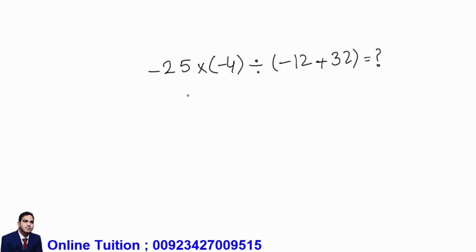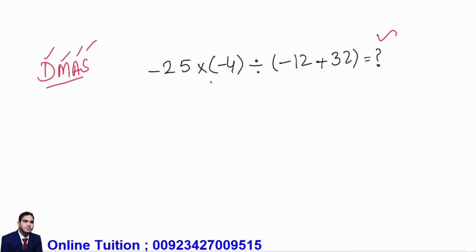This is the question that is on the screen. Negative 25 multiply into negative 4 divided by bracket negative 12 plus 32 bracket close is equal to what? This is the question mark. How to solve this basic math question? It looks difficult, but it is simple if you know the rule. First of all, you have to keep in your mind DMAS, that is division, multiplication, addition, and subtraction. Order of operation you need to memorize.